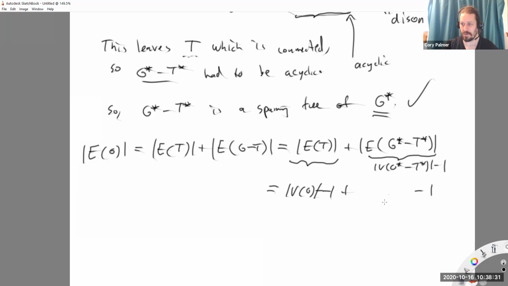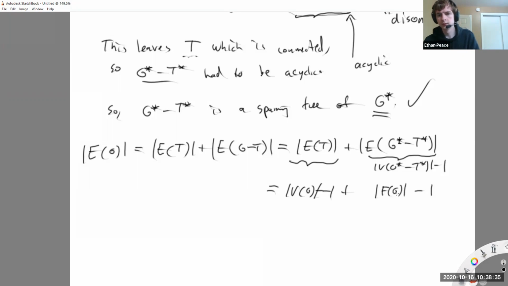One for each face. Yeah, one for each face. So this is actually F of G. We can translate this to F of G. So it has one less edge than the number of faces of the original graph, because the dual has as many vertices as faces in the original graph.